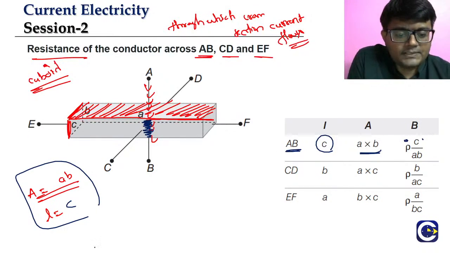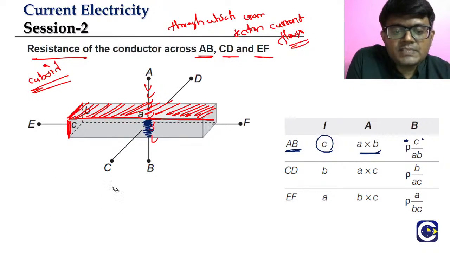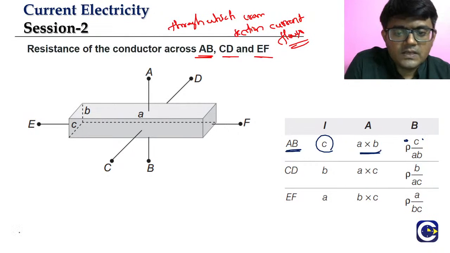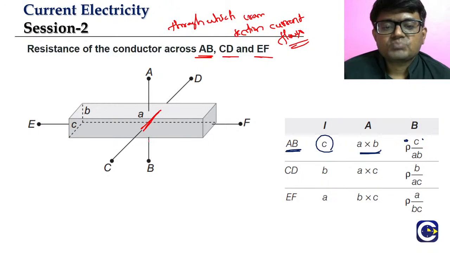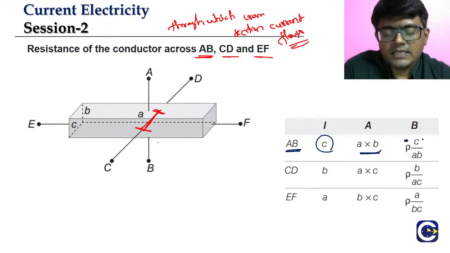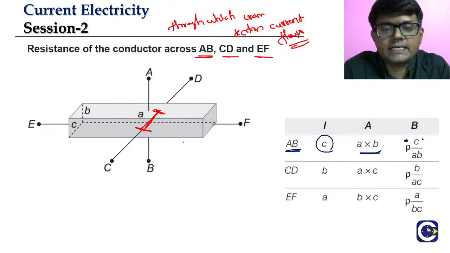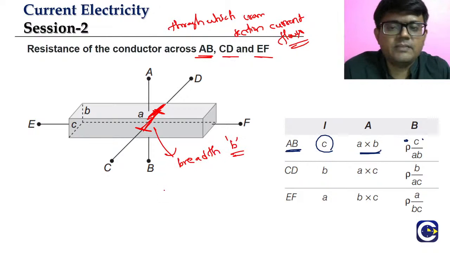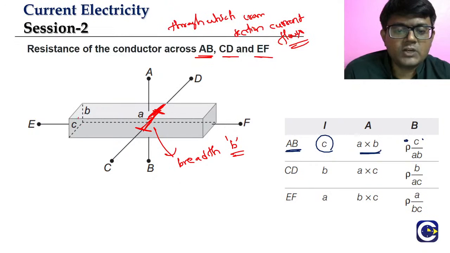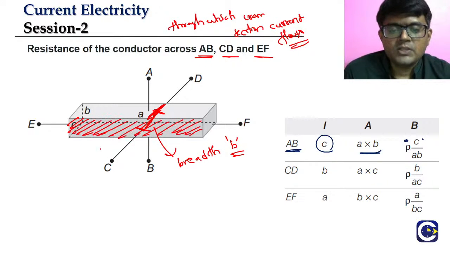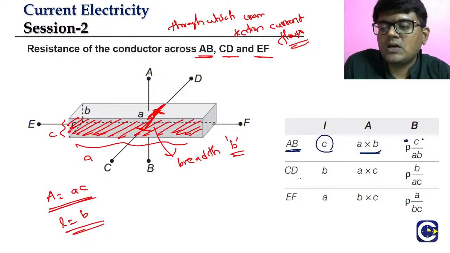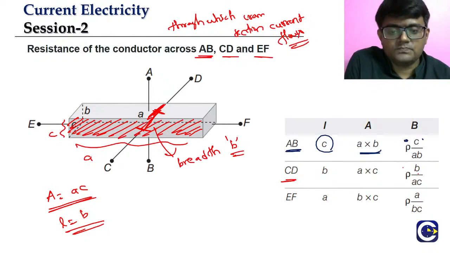We can also look at the other two paths: path CD and path EF. For path CD, the length of the conductor is the breadth B. The area of cross section is the length A into height C, so A into C. So the resistance along that path CD will be rho into B by AC.